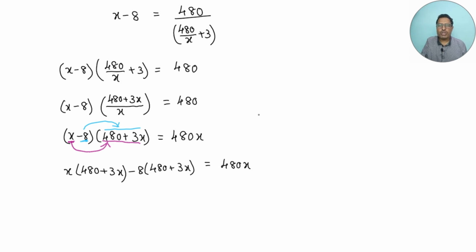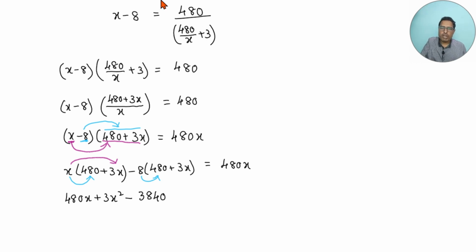Now let us further simplify this one. I will multiply this x with 480, and I will get 480 times x. Multiply this x with 3x, I will get 3x square. Then we have this minus 8 being multiplied by 480. Just multiply and let me know. Have we got the value as 3840? If you got this value, then it is right.